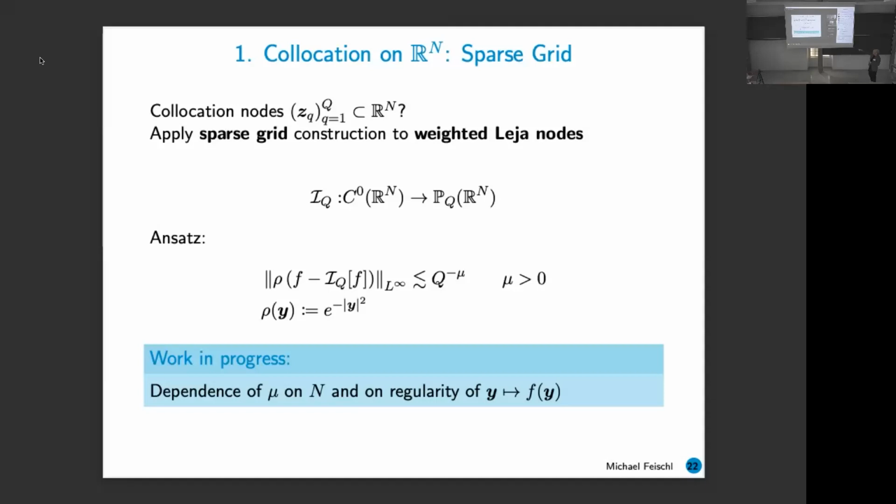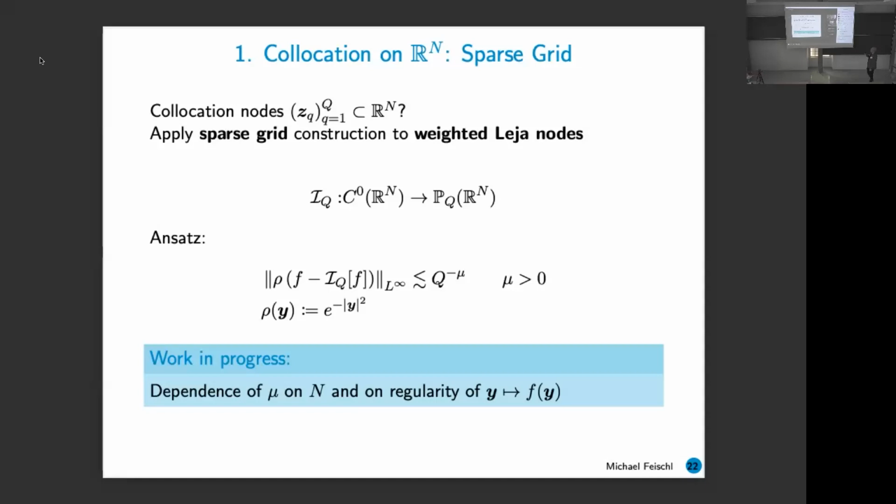The problem is that you don't know much about the regularity of the parameter to solution map, because Landau-Lifshitz-Gilbert is a nonlinear equation. And even though the randomness is just in the right-hand side and not really in the coefficient, it doesn't work as easily as for the Poisson problem to get analyticity and something like that. So that's a really non-trivial problem here.